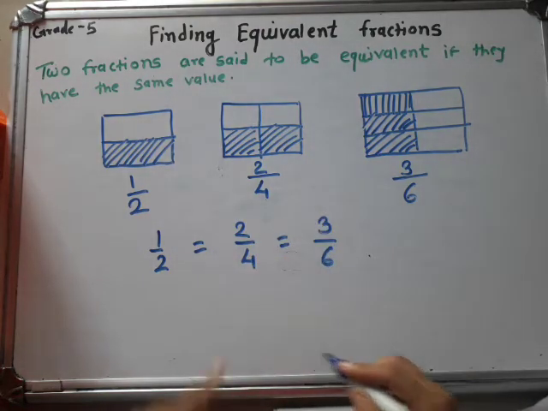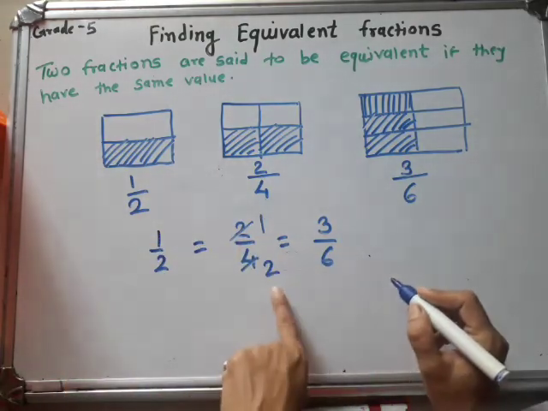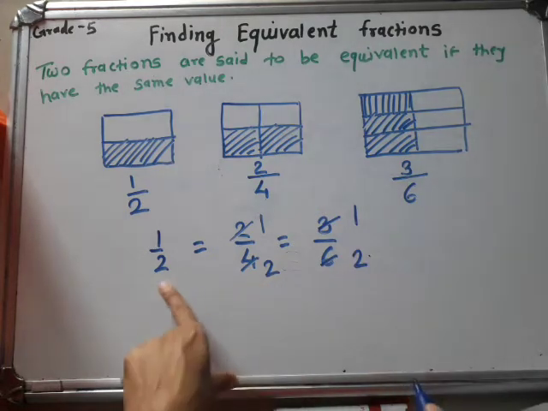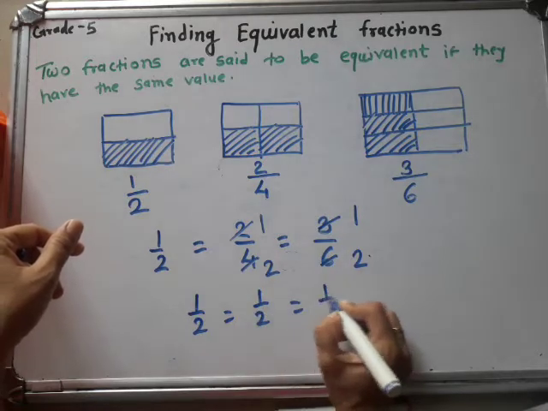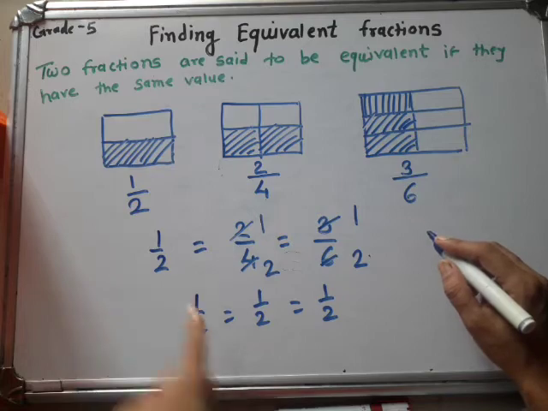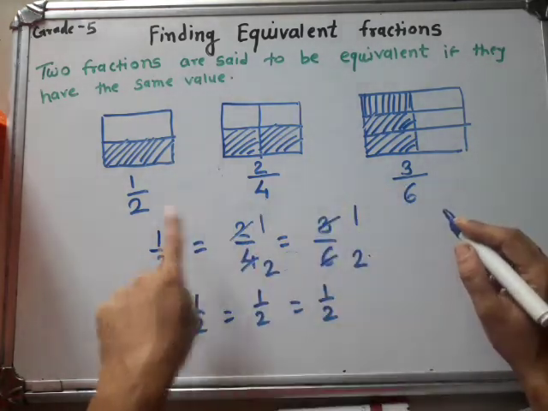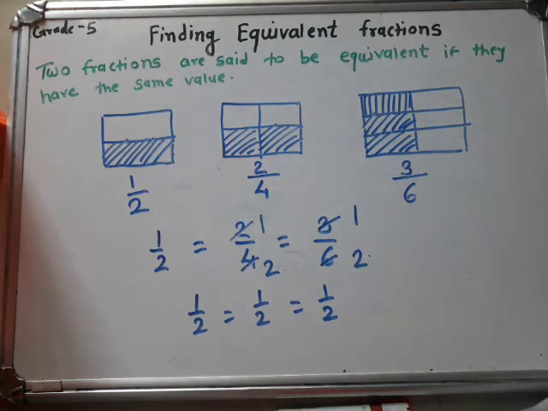How? Suppose we divide these numbers. 2 1s are 2, 2 2s are 4. We get the same answer. Again 3 1s are 3, 3 2s are 6. So we get the answer 1/2, 1/2 and 1/2. Means the fractions are said to be equivalent if they have the same value. So these all fractions have the same value, so these fractions are equivalent. This is what is meant by equivalent fraction.